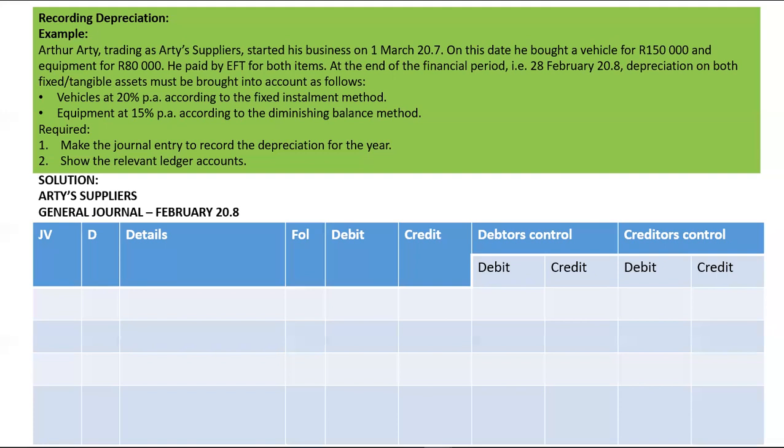Here it says that Arthur RT Trading is an RT supplier, started his business on the 1st of March 20.7. On this date, he bought a vehicle for 150,000 and equipment for 80,000. He paid by EFT for both items. At the end of the financial period, that is the 28th of February 20.8, depreciation on both fixed or tangible assets must be brought into account as follows. They gave you vehicles at 20% according to the fixed installment method, equipment at 15% according to the diminishing balance method.